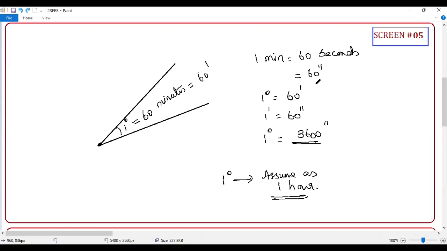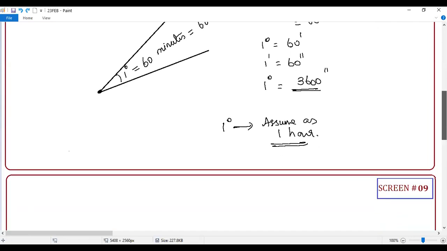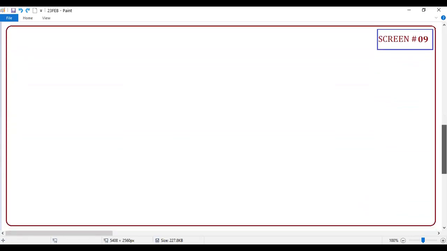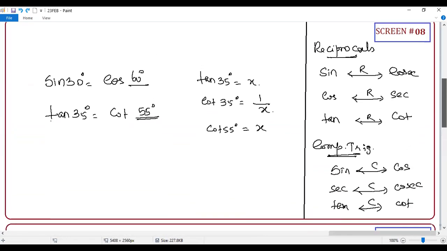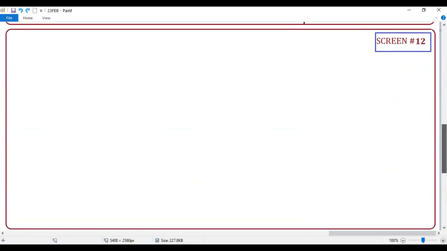Sometimes you may get confused. Clear or not? So remember that. Assume 1 degree as 1 hour. Then automatically you will see how the things are connected. Any doubt? No doubt. We are going to learn. So next is what, sir?